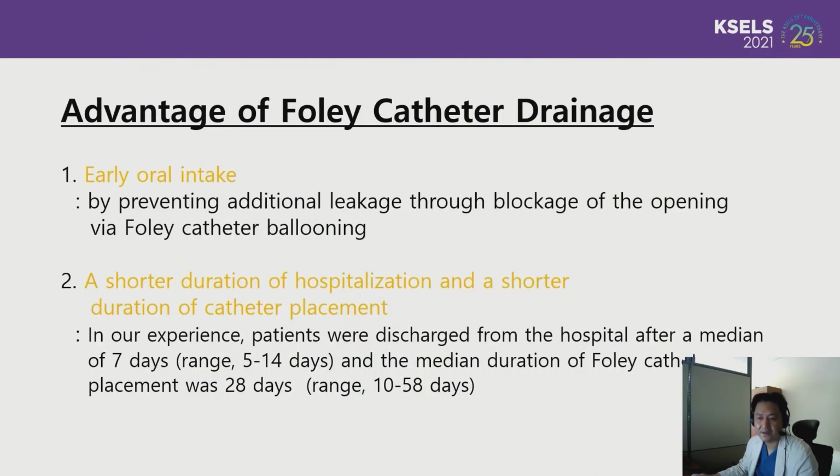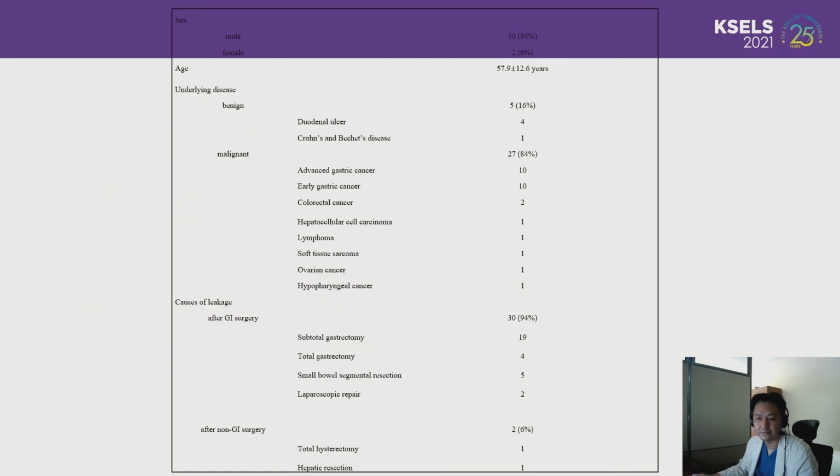Foley catheter insertion has some advantages compared to simple drainage. First, by blocking the opening, we can prevent additional leakage and patients can do early oral intake. Second, because early oral intake improves patient recovery, it reduces patient hospital stay and catheter indwelling time. This is our experience for treatment of GI leakage with Foley catheter insertion. More than 32 patients were treated, and there were various causes of leakage, such as benign, malignant condition and postoperative or indirect surgical complications.